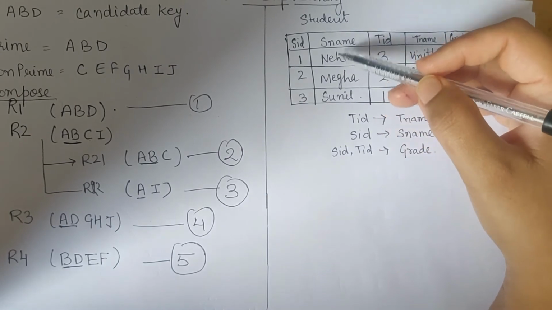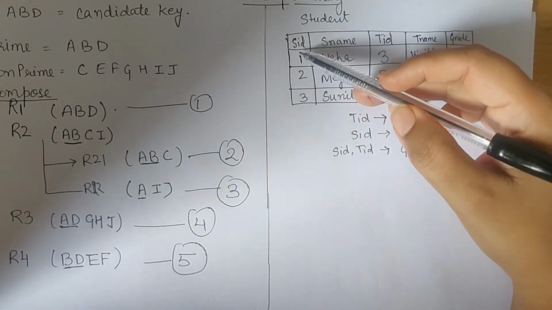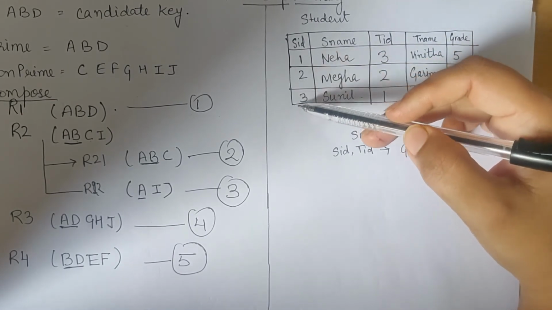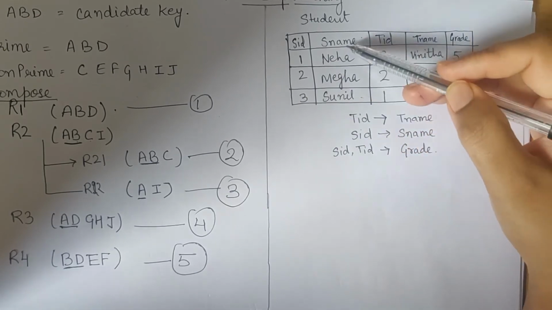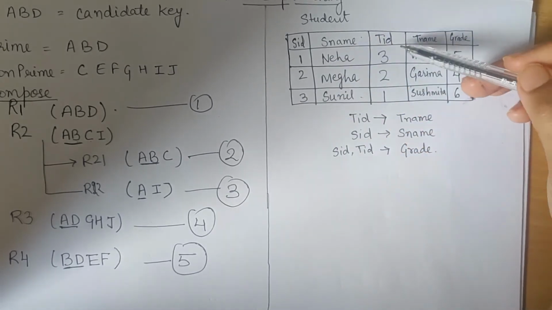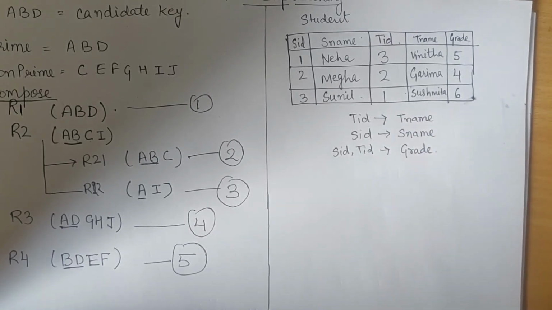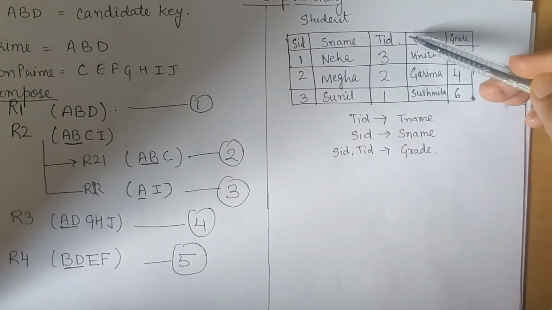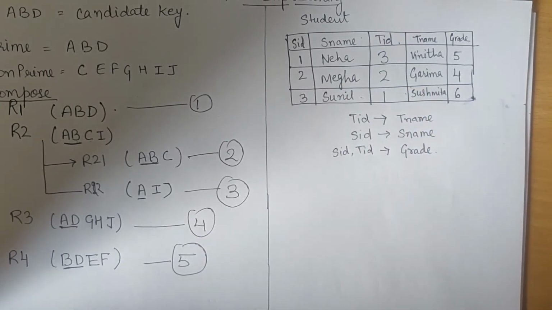The domain of each and every attribute should be the same. If you can see, SID is only taking numbers. All tuples are having the same domain type. SName is only taking strings, same domain, TName same domain, grade same domain. So no problem with respect to domain type. Third, attribute names should be unique: SID, SName, TID, TName and grade. No two attributes are having the same name. That's why I can say this table is in 1 NF.